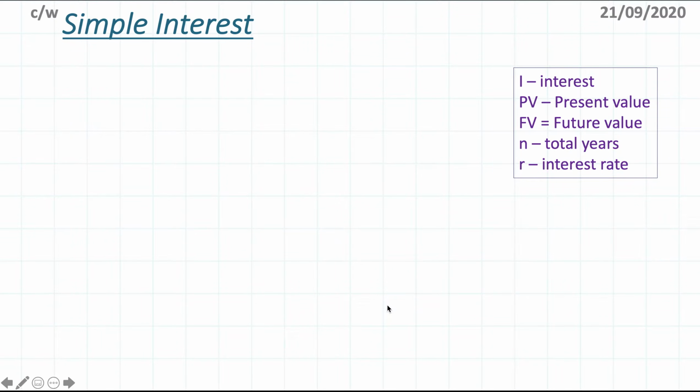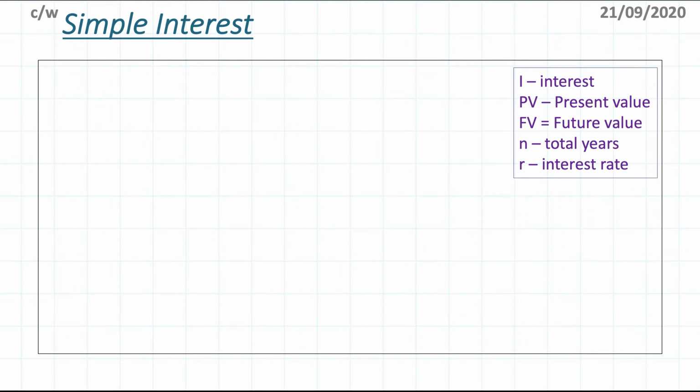So a simple interest is when you have an interest applied to an amount, but that interest is calculated just from the beginning. It's calculated from the initial amount that you have. So I'm going to define some keywords. I will represent interest. PV will represent the present value. So this is the initial value you start with. FV will be the future value. So that's how much you're going to earn in the end, or how much the value is going to be in the end. N will represent the total number of years, and R will represent the interest rate, and that will be in percentage.